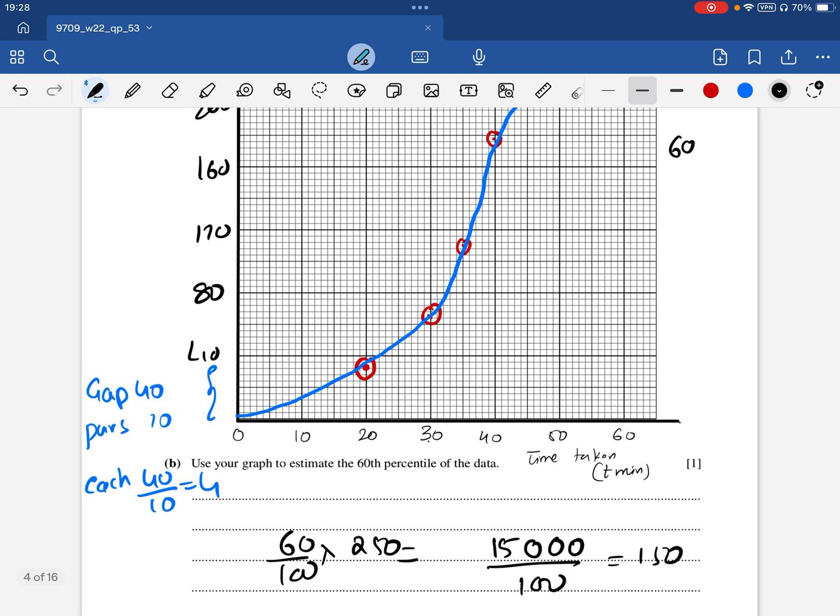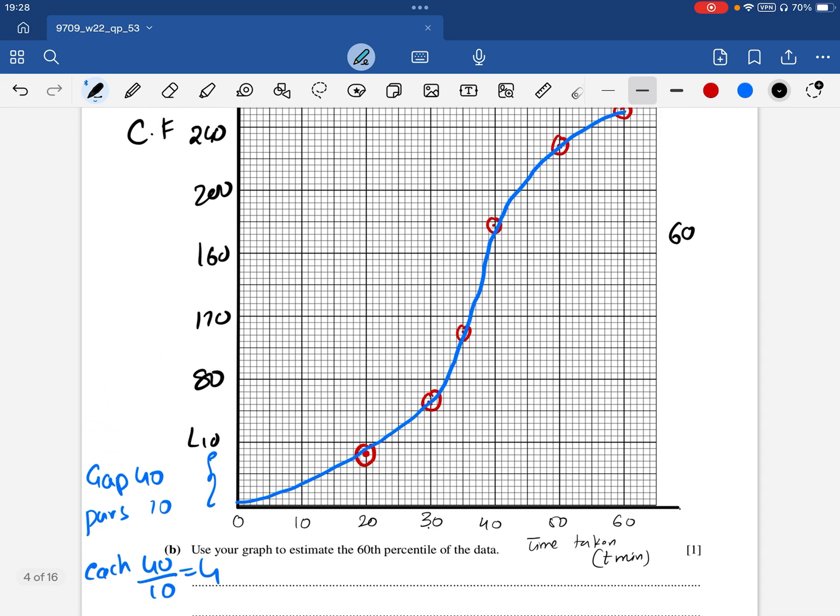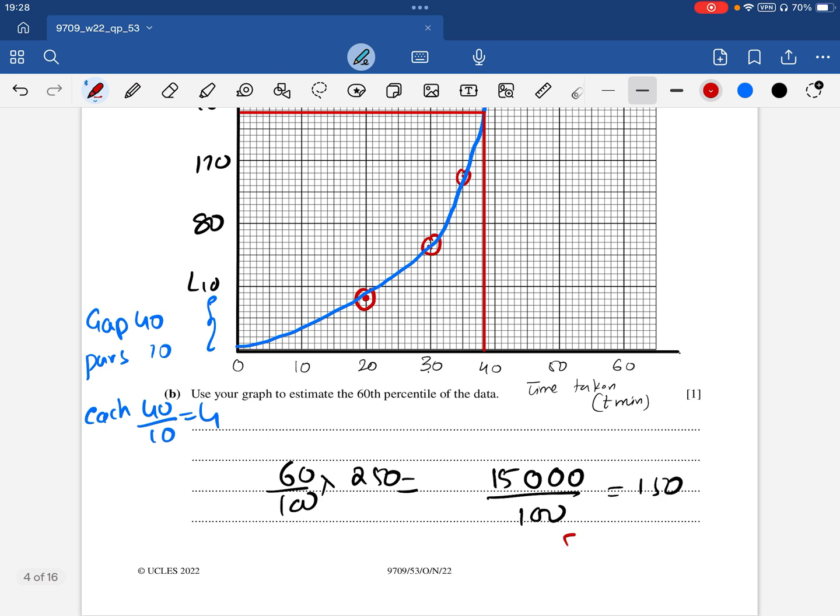So from 150, draw the line and hit the graph. From 150, this is 20, 40, and 50. Somewhere over here, hit the graph and drop it down. It's somewhere near 38. So the answer is going to be 38 minutes.